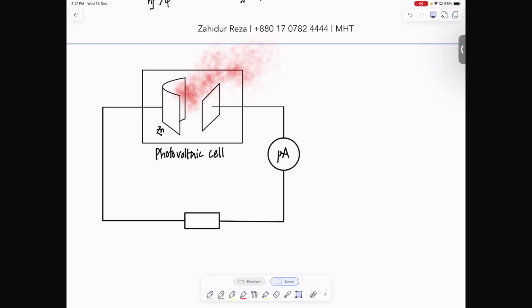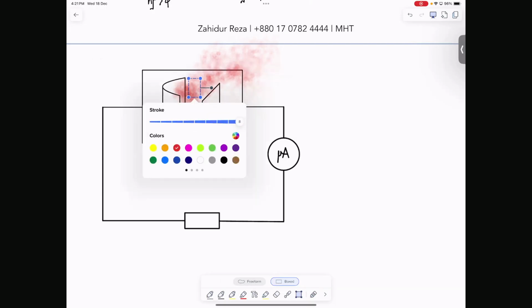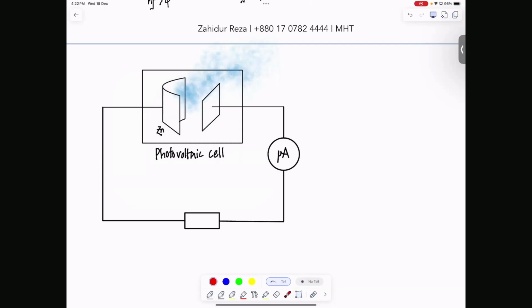Then the person shifted to a different color, and after using blue, the person sees that there's a very small amount of current showing up here. What does that tell you? If blue gives you a small amount of current, it means emission is taking place, right?